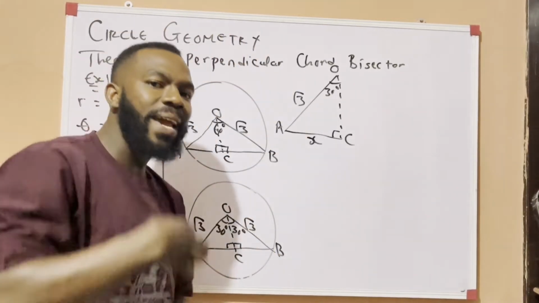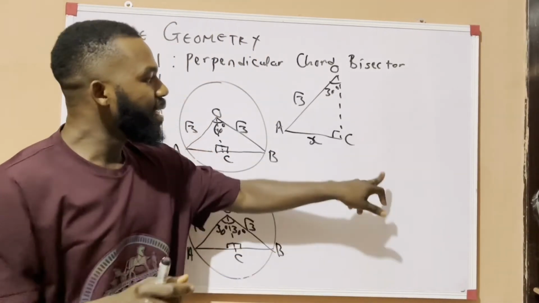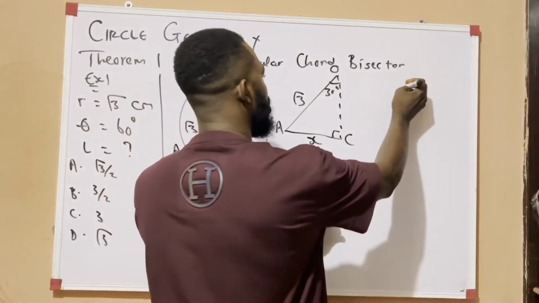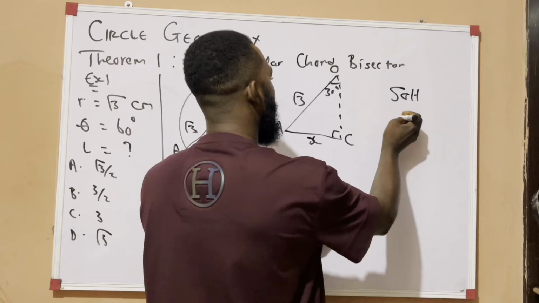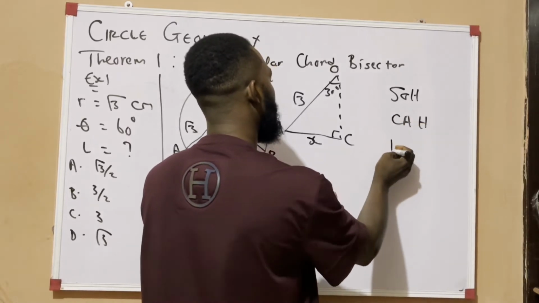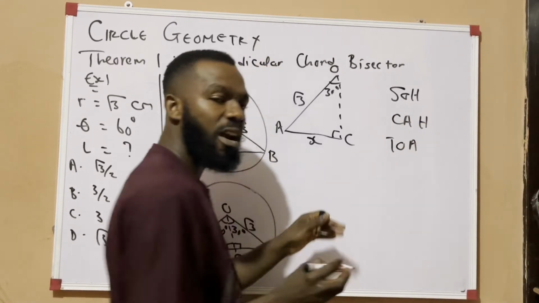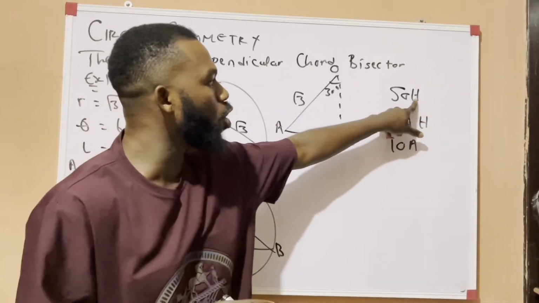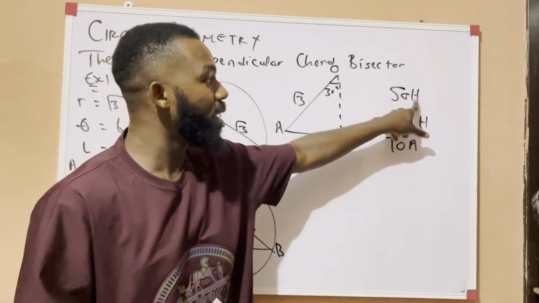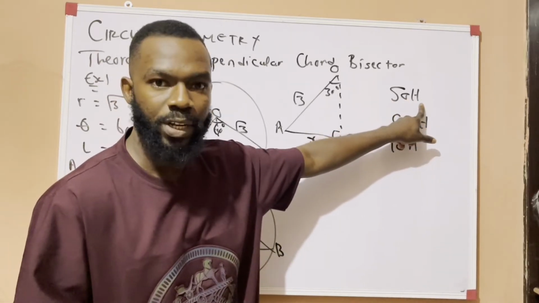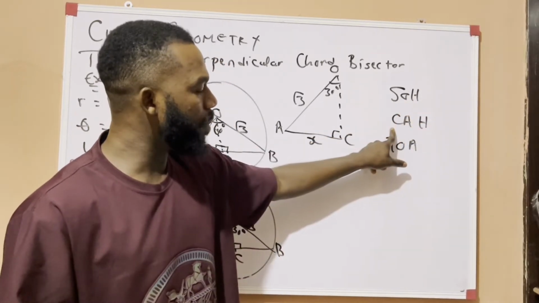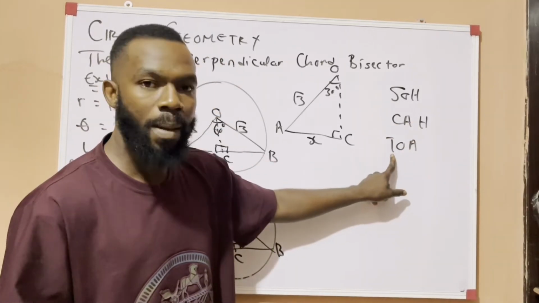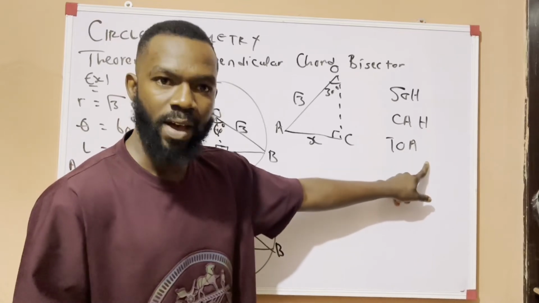If I'm looking for X, it means we are going to apply trigonometry. Don't forget the basic trigonometry ratios: SOH, CAH, TOA. SOH means sine theta is equal to opposite over hypotenuse. CAH means cos theta is equal to adjacent over hypotenuse. And TOA means tan theta is equal to opposite over adjacent.